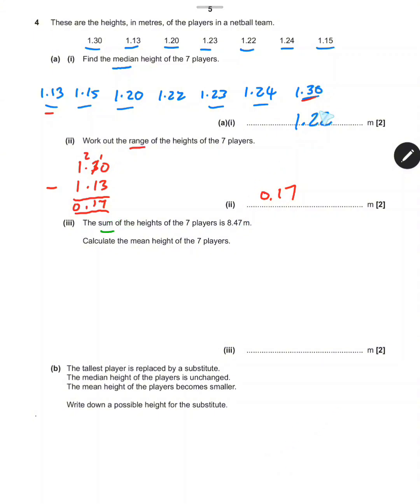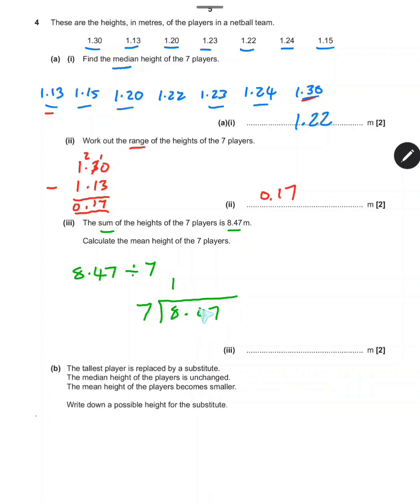We're told that the sum of these players, so someone's added them together, comes to 8.47. And we need to do the mean height of the 7 players. Well, someone's added them together. Finding the mean is adding together and dividing by how many there are. So we need to do 8.47 divided by 7. I'm going to write that as a bus stop calculation. How many 7s into 8.47?